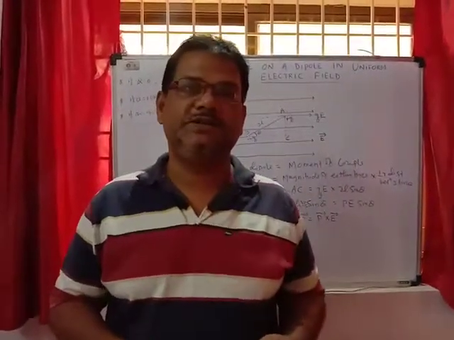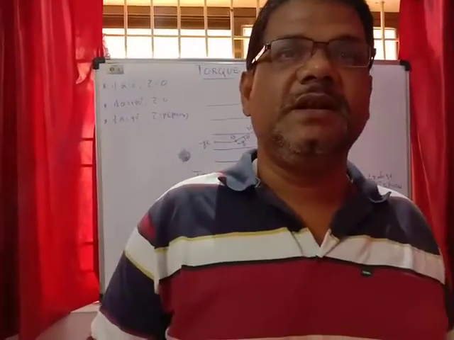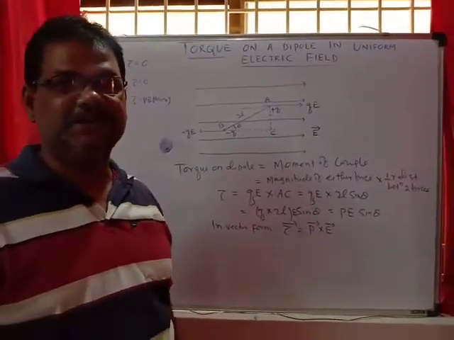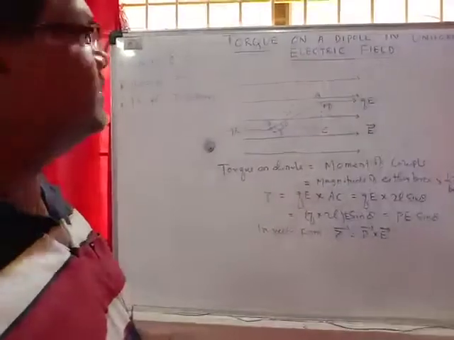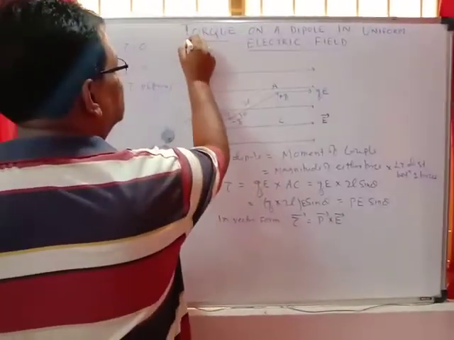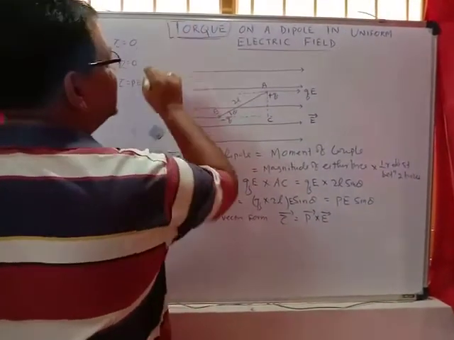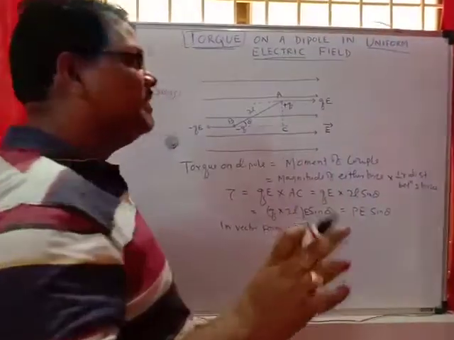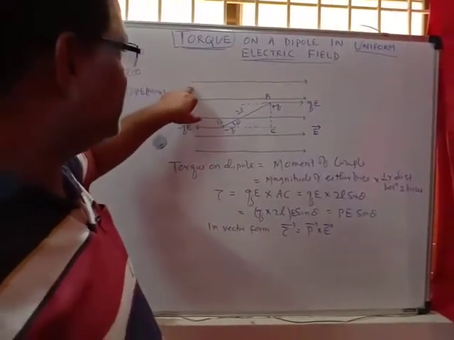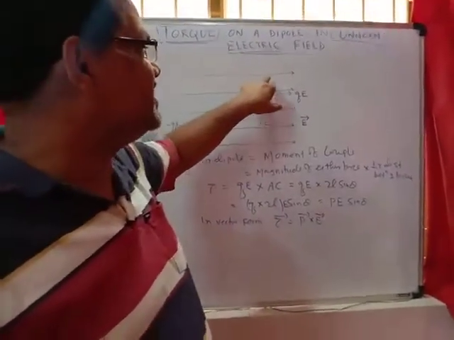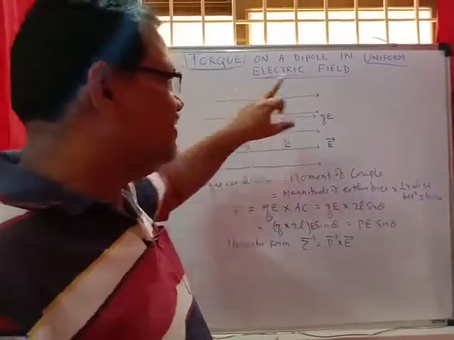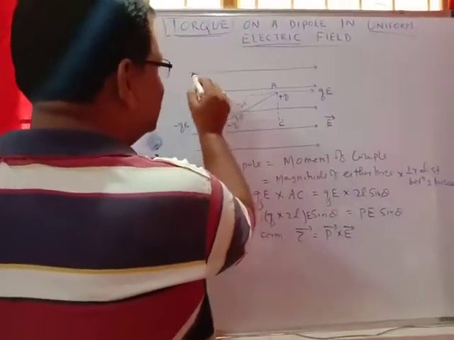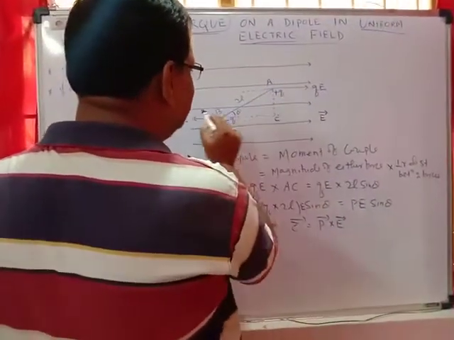Students, today we will discuss torque acting on an electric dipole placed in a uniform electric field. Here the word you have to know is torque, which you know from class 11, and the other is the uniform electric field. Uniform electric field means that at every point the electric field strength is the same, so it is represented by straight and parallel lines. These are the uniform electric field.